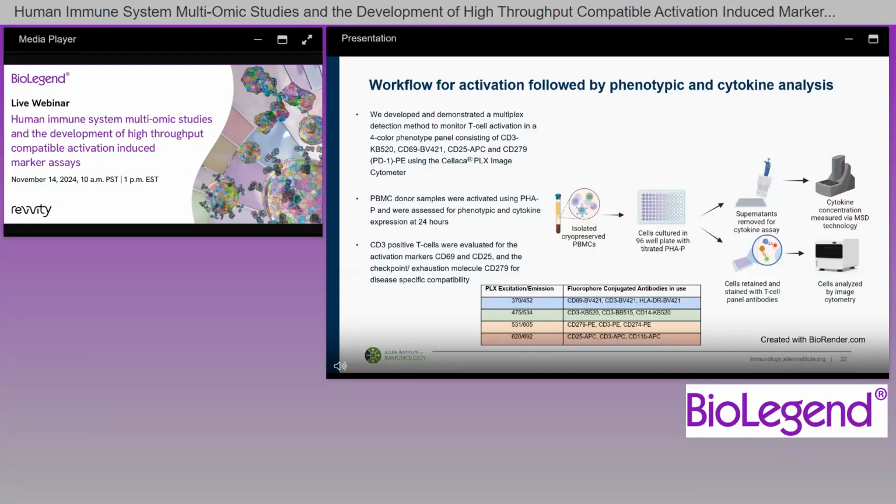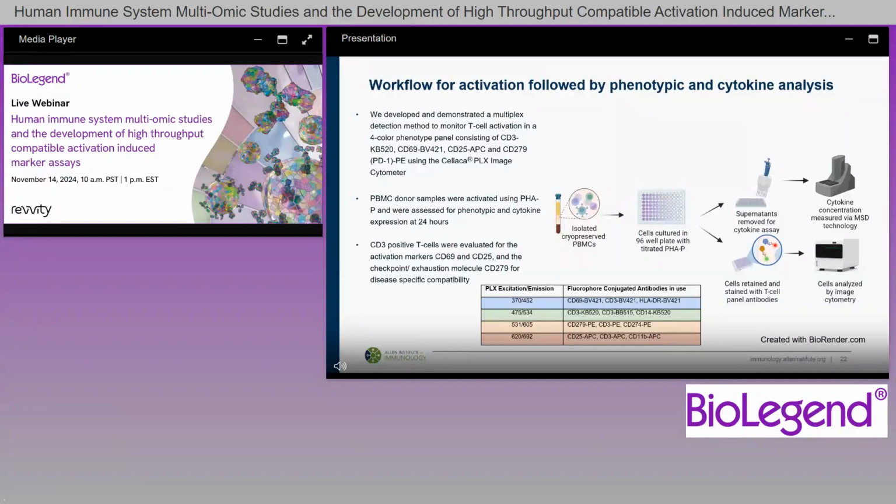We used CD3 because it's a T cell lineage marker. CD69 and CD25 are activation markers, where CD69 is our early activation marker and CD25 is our late activation marker. CD279 is PD1, the checkpoint and exhaustion molecule, which is disease-specific and would hopefully show a difference between healthy and RA status patients. To stimulate the cells, we used PHA-P.